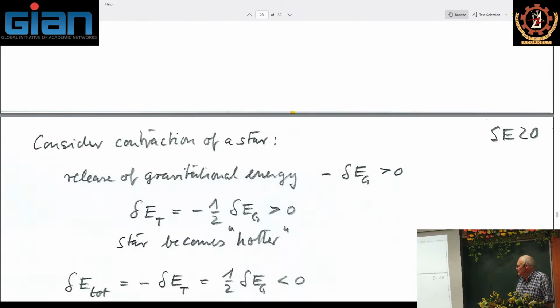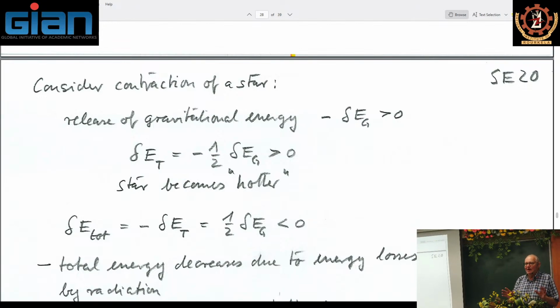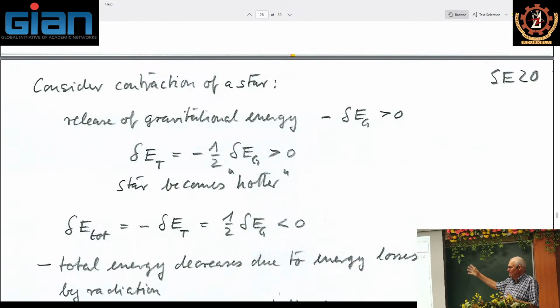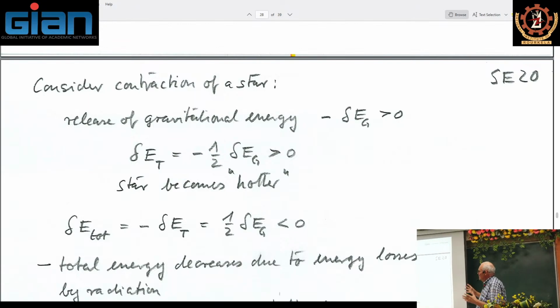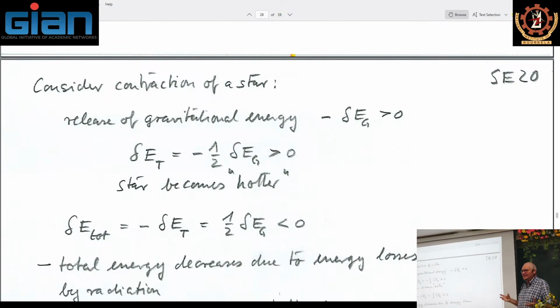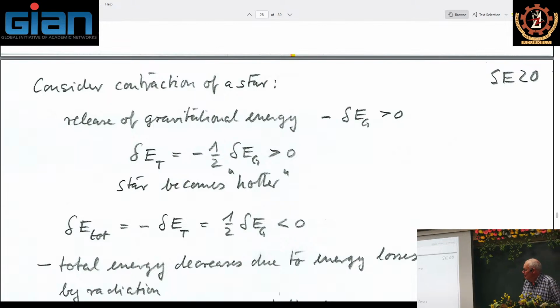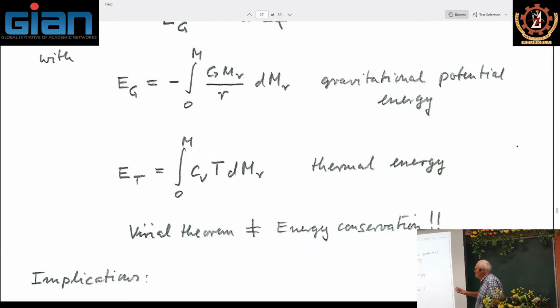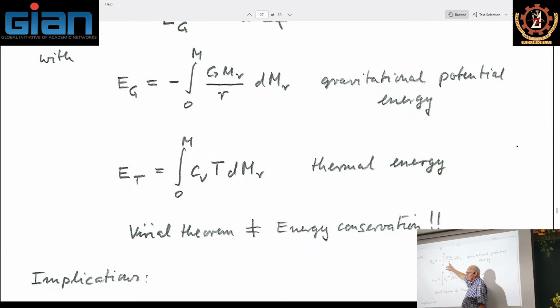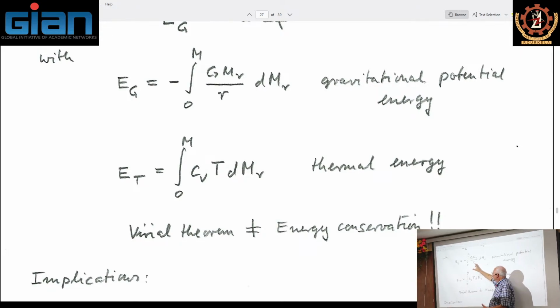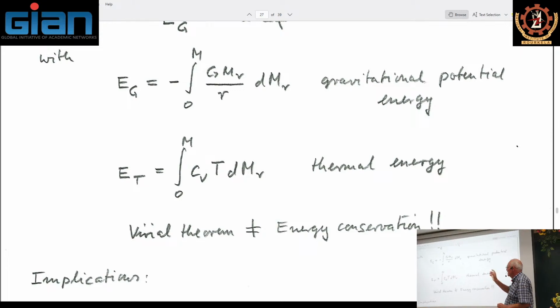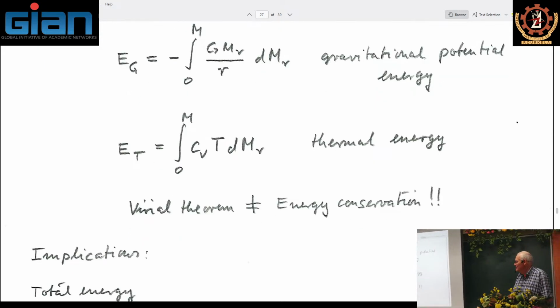Then he considered, and I'm repeating this because it is very important and you should go through this analysis yourself again: if we consider the contraction of the star, then we release gravitational energy. Why is that? Delta E_g is bigger than 0. If we contract our star, the radius becomes smaller, so the modulus of this quantity becomes bigger, and therefore the gravitational energy becomes more negative. So delta E_g is negative once the star contracts.